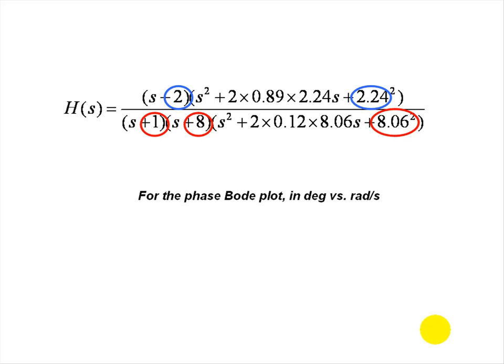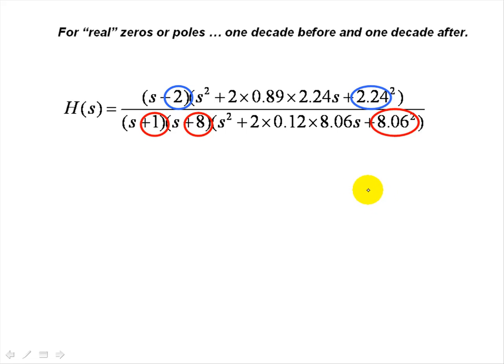Now we proceed with the phase diagram, the phase Bode plot in degrees versus radians per second. Each simple pole and each simple zero generates 2 knee points, 1 decade before and 1 decade after. For the simple pole at 1, the knees are at 0.1 and at 10. For the simple zero at 2, the knees are at 0.2 and 20. For the simple pole at 8, the knees are at 0.8 and 80.